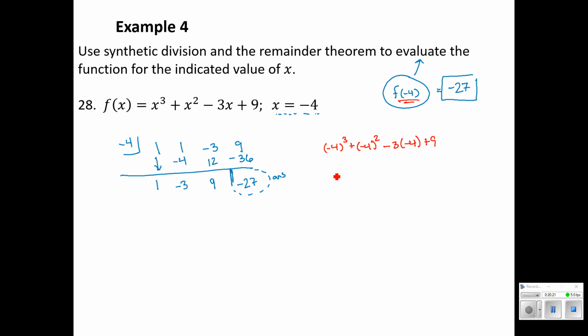up with that -27? -4, all that to the third power is -64. Plus -4 squared, it's going to stay a positive 16, plus 12, plus 9. That's -64 plus 28 plus 9, 37, which is -27. We combine those together. So it checks out. The remainder theorem works.